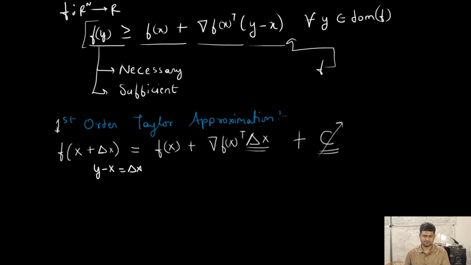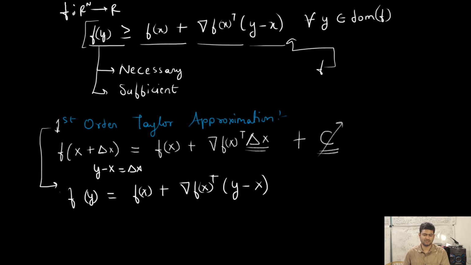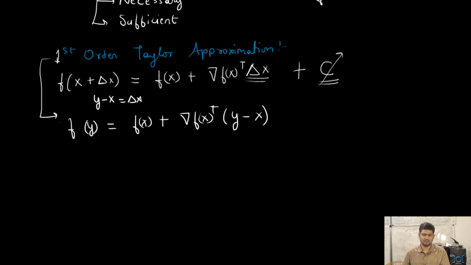Then what it means is that f of y is equal to f of x plus the gradient of f at x transpose times y minus x. So this is the first order Taylor approximation of a function f near the point x. This is a linear approximation of the function f. So what this condition for convexity means is that the first order Taylor approximation of a function at a point x is a global underestimator of the function.